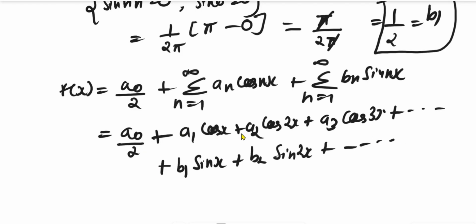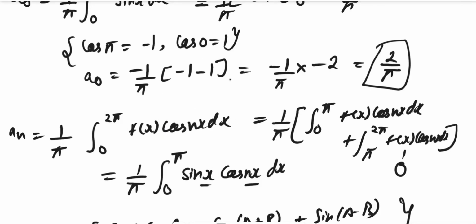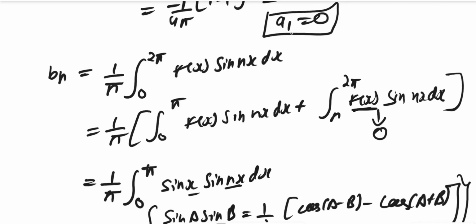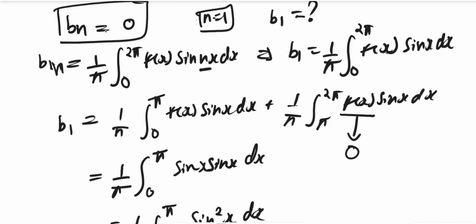Now what were the values of a naught and an? The value of a naught was 2 upon pi and for an it is minus 1 raised to the power n plus 1 divided by pi in bracket 1 upon 1 minus n square. And a1 was 0. bn was 0, and b1 we found out, it was 1 by 2. So using all this we will further simplify and write the Fourier series expansion.